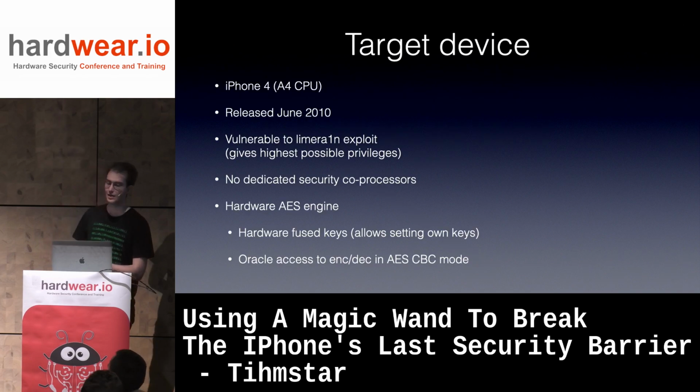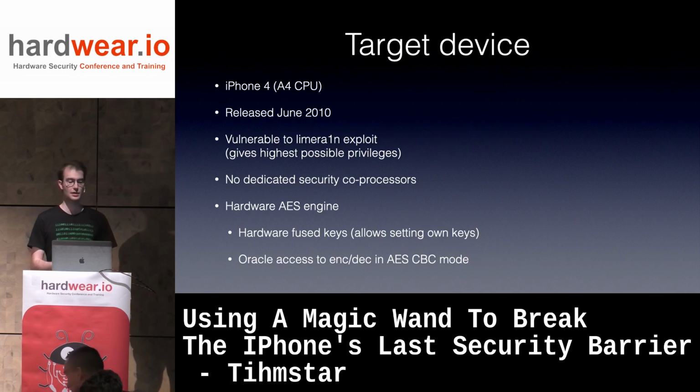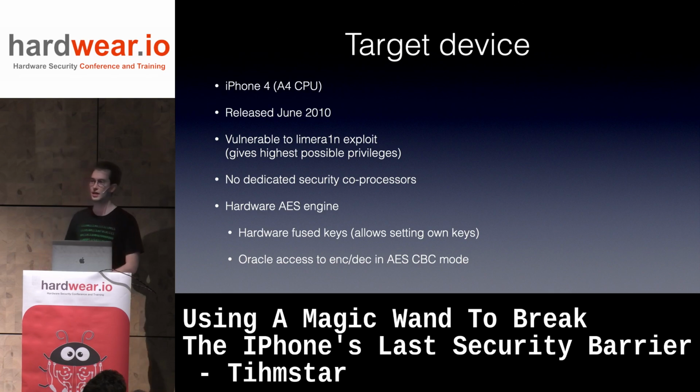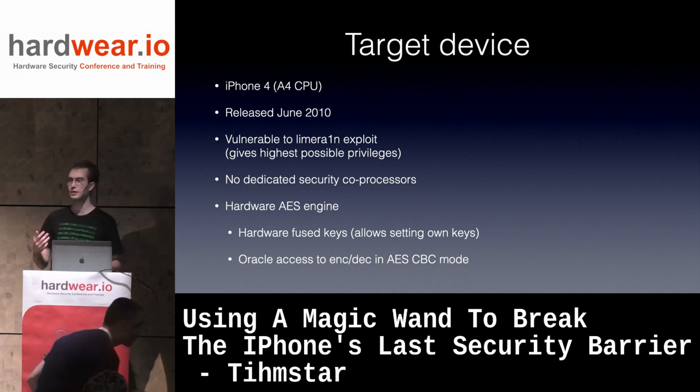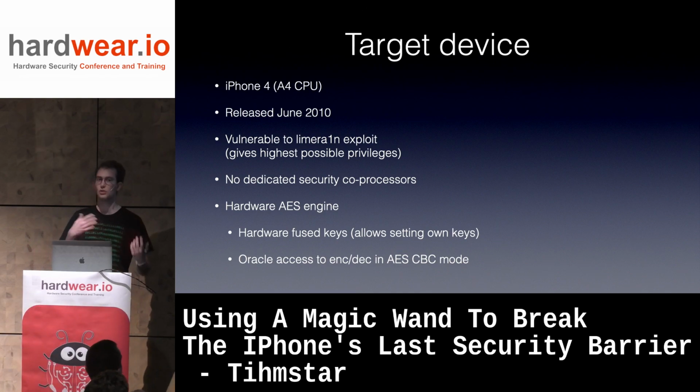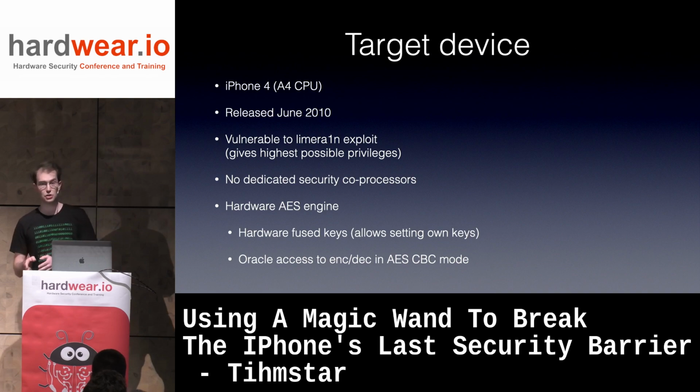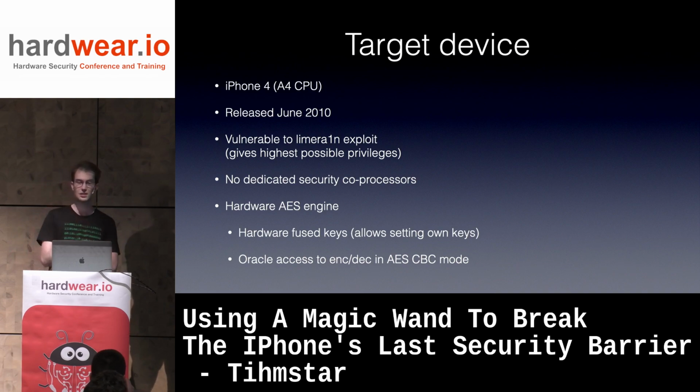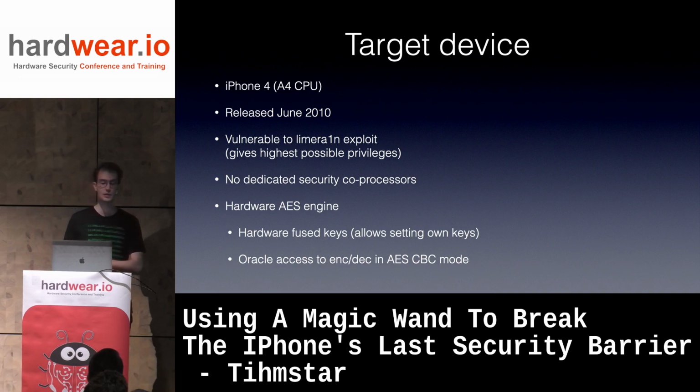Let's get started. So, my target device is the iPhone 4, which has the A4 CPU. It was released in June 2010, and if you're wondering, why are you talking about such an old device? This research actually dates back to 2019, where this was the latest device with a bootrom vulnerability, which was limera1n, so this is pre-checkm8. It gives you the highest possible privileges, which we will need.